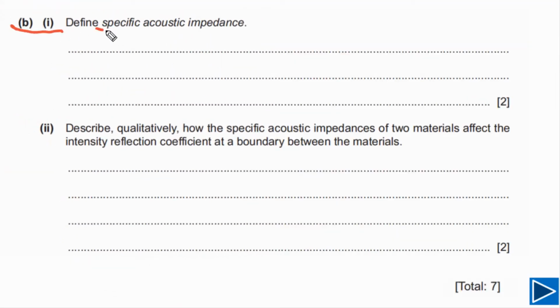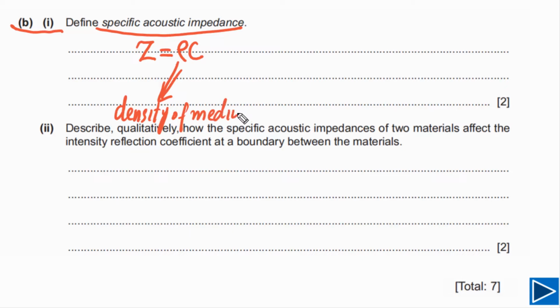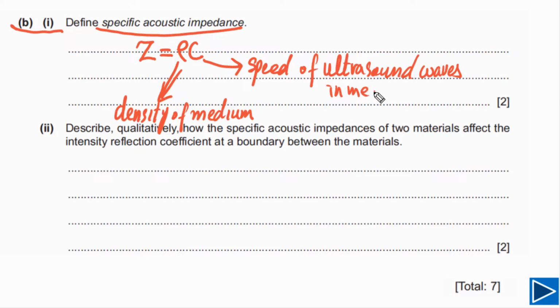For part B1, we need to define specific acoustic impedance. For specific acoustic impedance, we use symbol capital Z, and this is equal to rho times c, the product of density and speed. Rho is the density of medium. You have to explain these symbols as well. Density of medium. c is speed of ultrasound waves in medium. So if you write down the formula and then explain the symbols, you will get 2 marks.